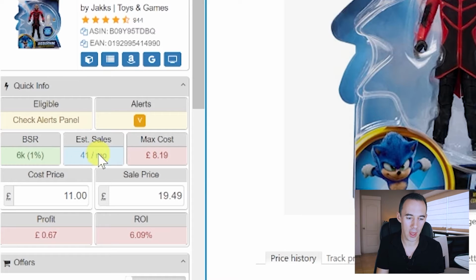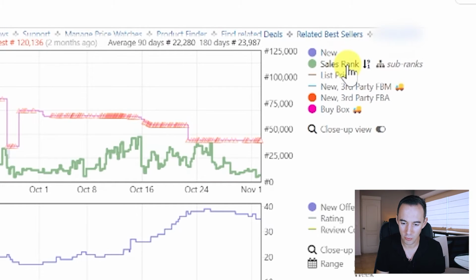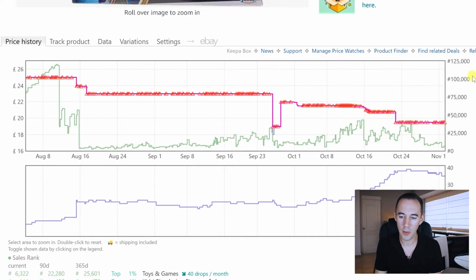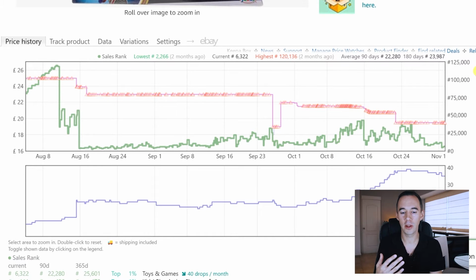Now, the next thing I'm going to look at, so 41 is the first thing I look at straight away. I like that. And remember, that's a snapshot in time. That's as of right now. What does SellerAmp think this product's doing right now as an estimate? It says 41. Now, the next one I'm going to be looking at is this sales rank here. When we go over this sales rank, and you can see that green line down there, what I'm really going to try and see is how that's changed over time.